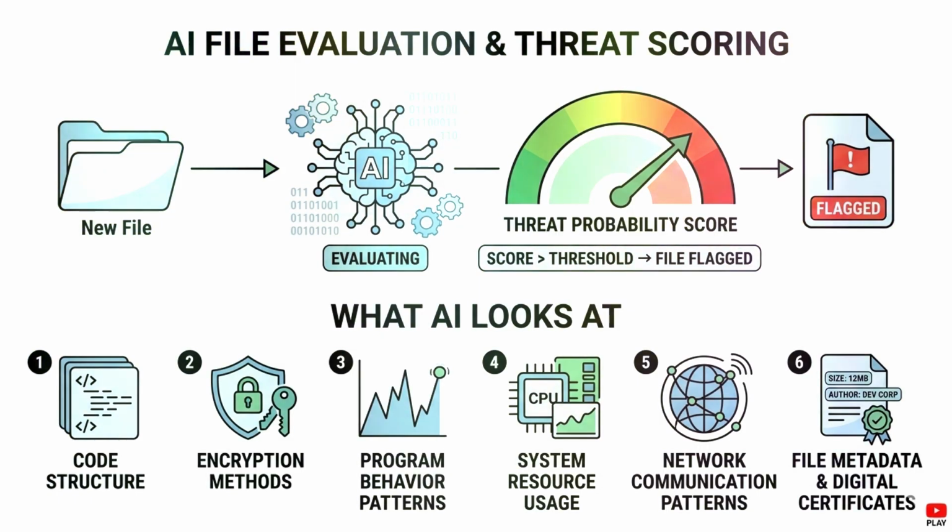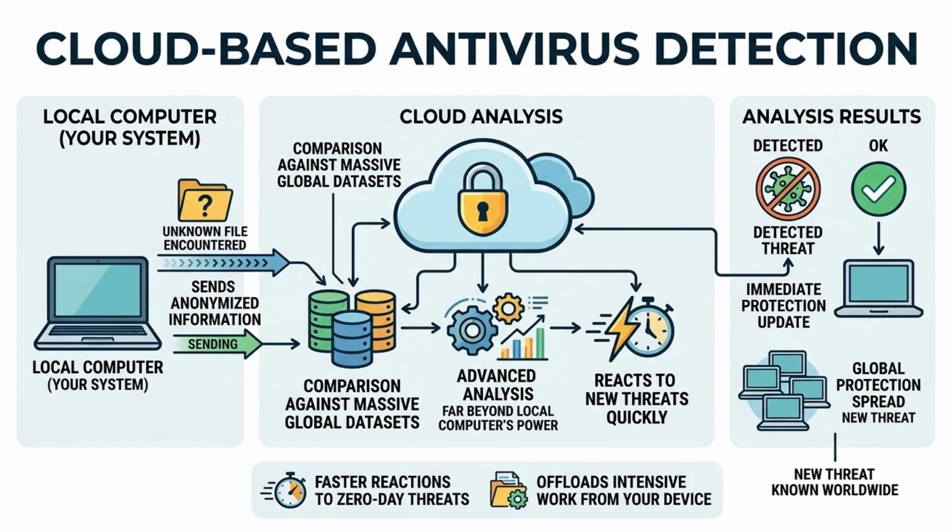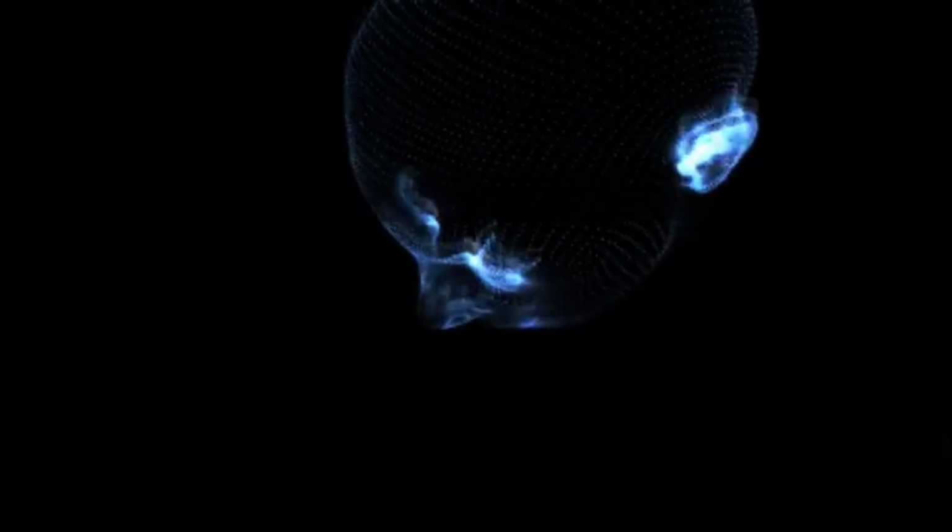What AI looks at? AI models analyze things like code structure, encryption methods, program behavior patterns, system resource usage, network communication patterns, and file metadata and digital certificates. Cloud-based detection. Many antivirus tools now rely on cloud analysis. When your system encounters an unknown file, it sends anonymized information to powerful cloud servers. Those servers compare the file against massive global datasets and run advanced analysis far beyond what your local computer could handle. This allows antivirus companies to react to new threats extremely quickly.